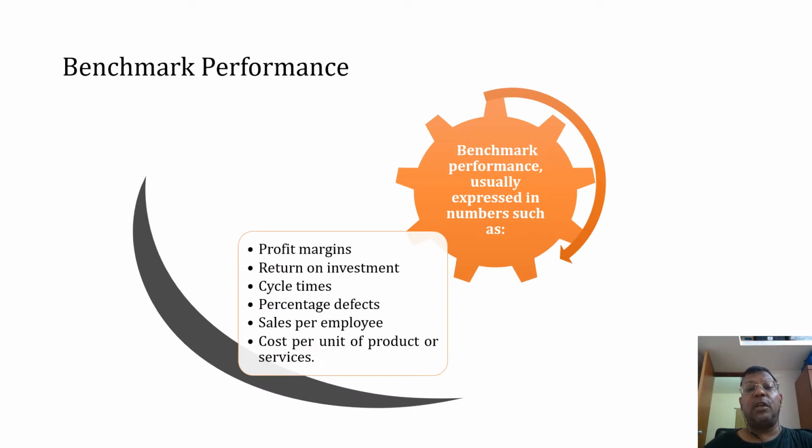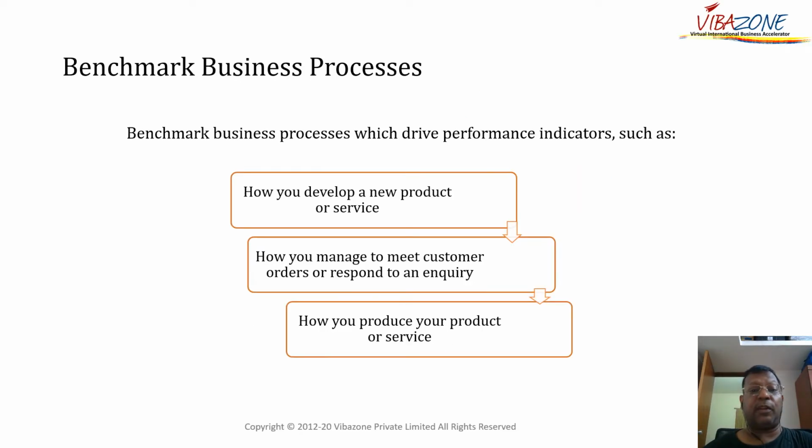Benchmarking performance. Some of these numbers you need to understand. We can look at the profit margins, return on investment, the cycle time, number of incubators, number of startups, number of activities, percentage of defects out of the products coming out of the incubator, sales per employee, cost per unit of production or services. These are some of the benchmarking performance measures you'd like to use as expressions in numbers so you'll be able to evaluate, because if there are no numbers you will not be able to evaluate.